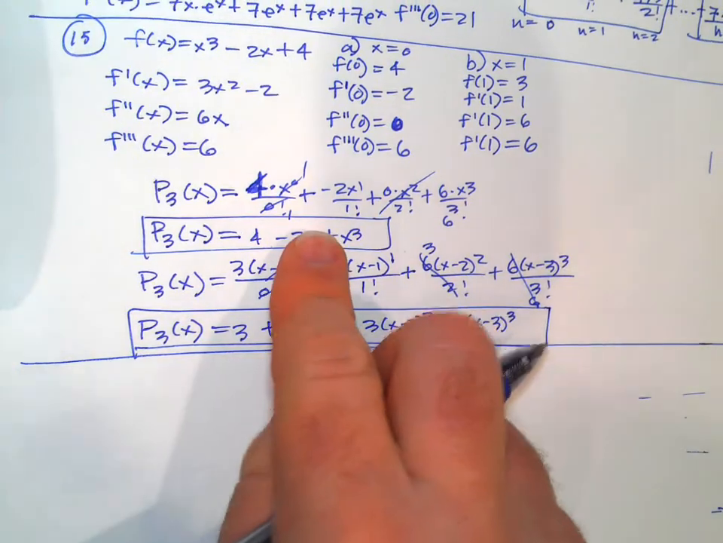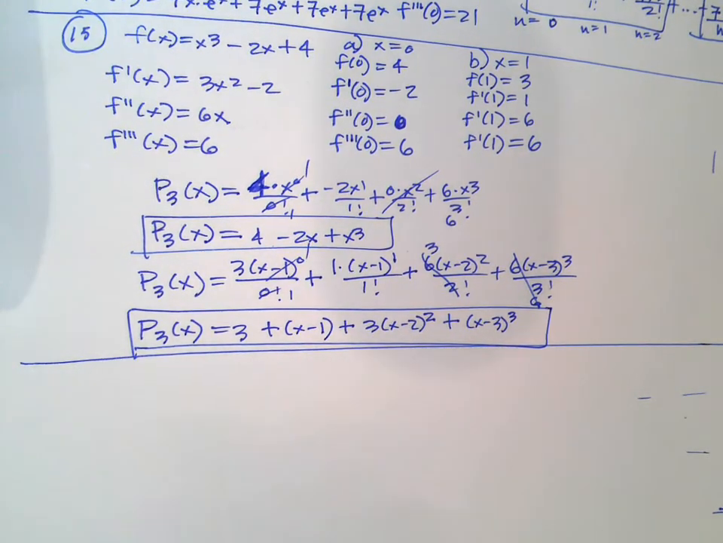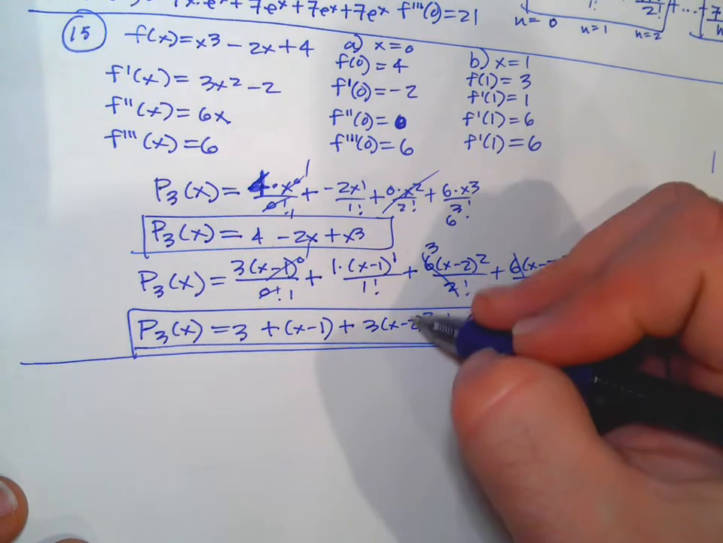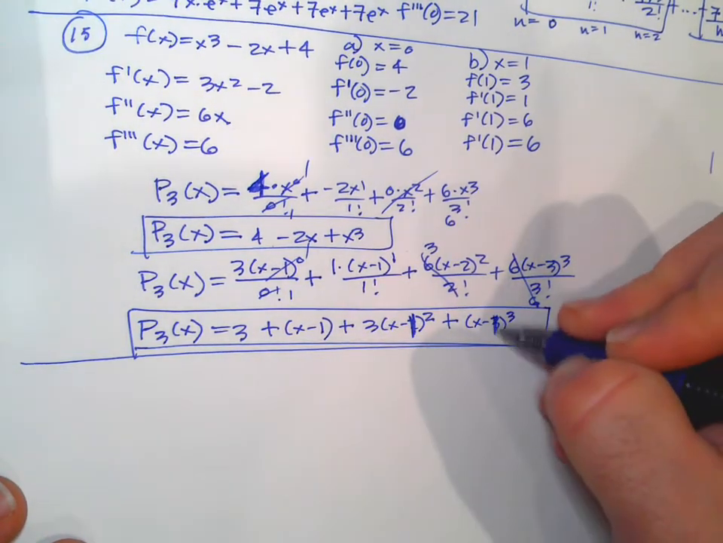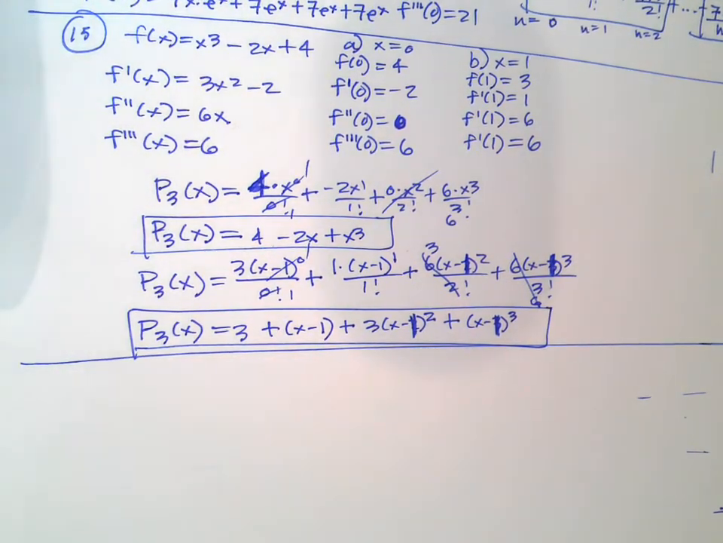So now, to make a Maclaurin series centered at 0, this is a Taylor polynomial centered at 1. Oh, you know what? I made a mistake. There should be a 1 here. I don't know how I started writing different numbers there. Okay. All right. That's it.